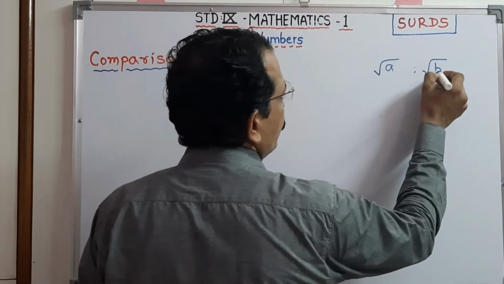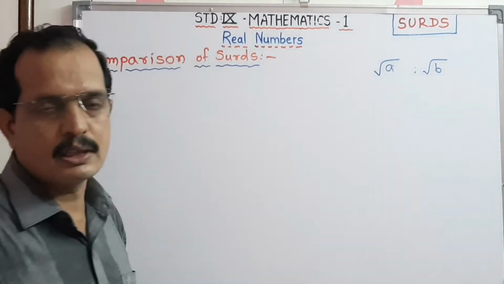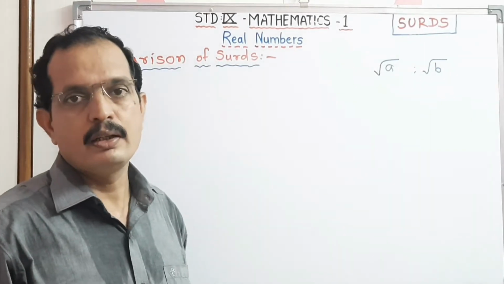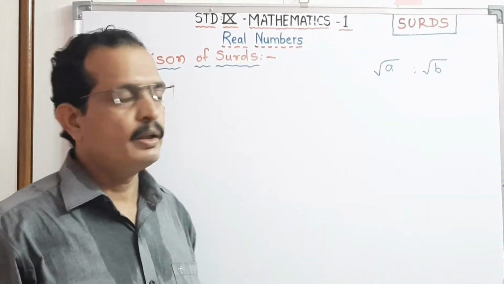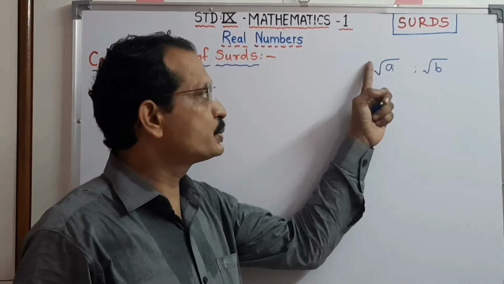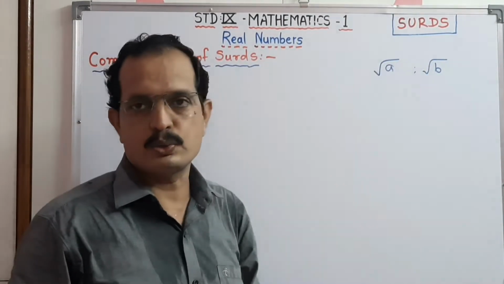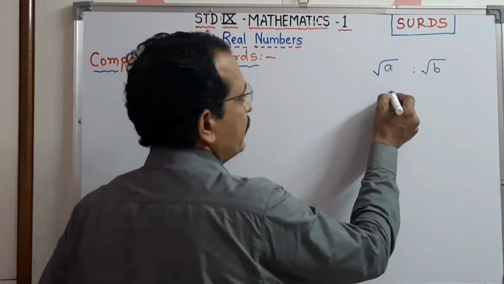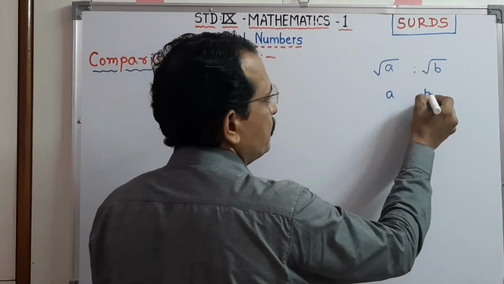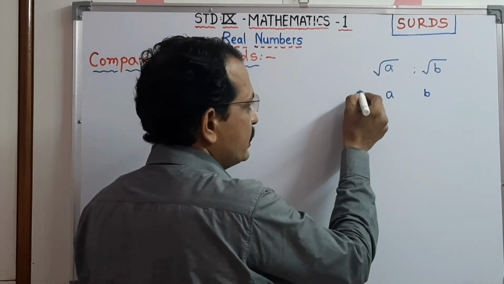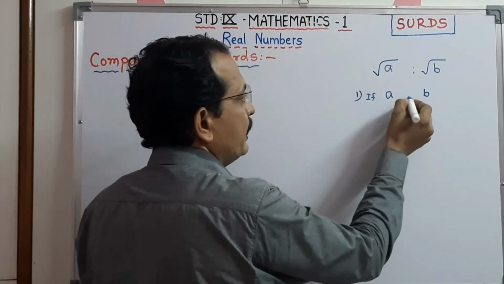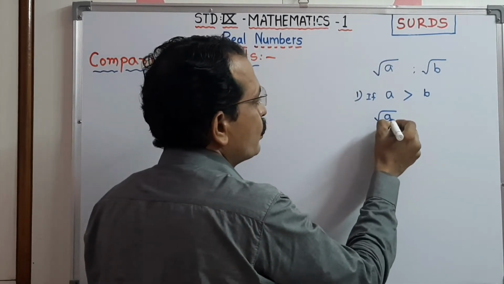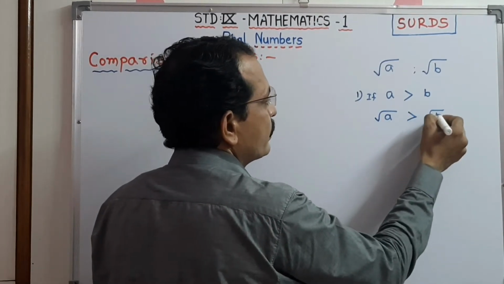Suppose root A and root B, these two surds are given, and we have to compare them. Then we have to see the order. In this case the order is 2, here also the order is 2. Then we have to see the radicand. Here radicand A is there and here B is there. First condition: if A is greater than B, then square root of A is greater than square root of B.